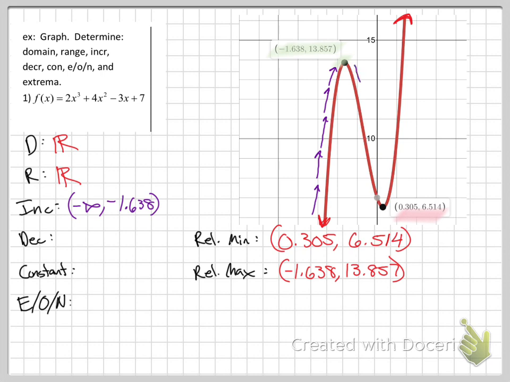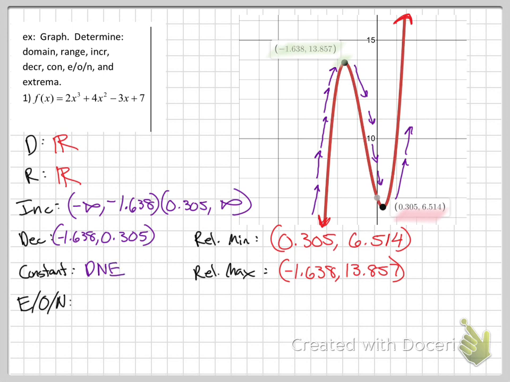Then it starts to go downhill, so it is decreasing from negative 1.638 until when? Well, until it hits this relative minimum at 0.305 because it's an x value. Then it starts increasing again from that same x value. And this time it increases for the rest of its life, so till infinity. Increasing, decreasing is domain, and it's using parentheses. Constant, where is this graph flat? It is not flat, does not exist.